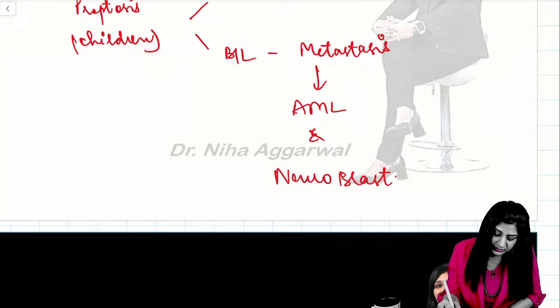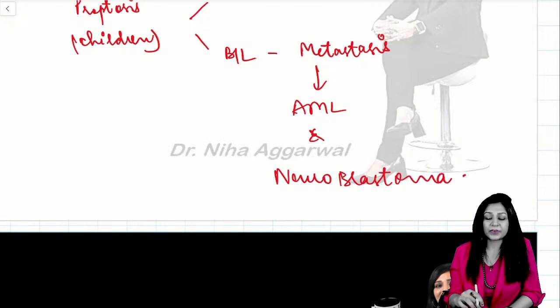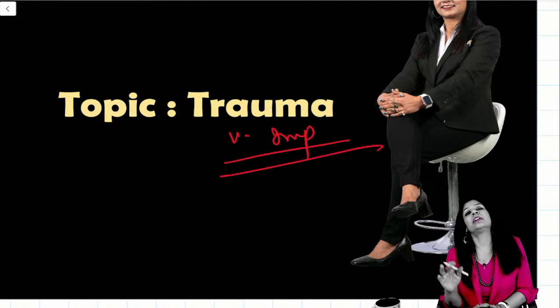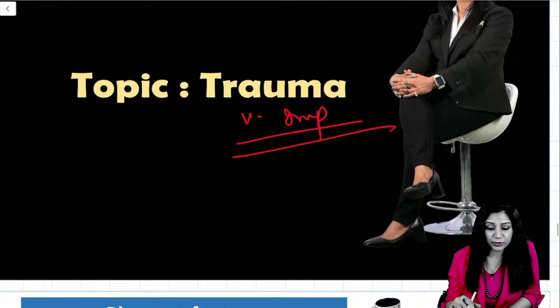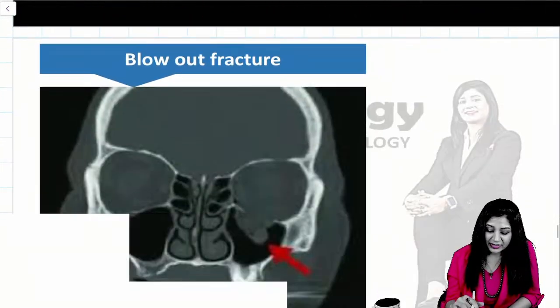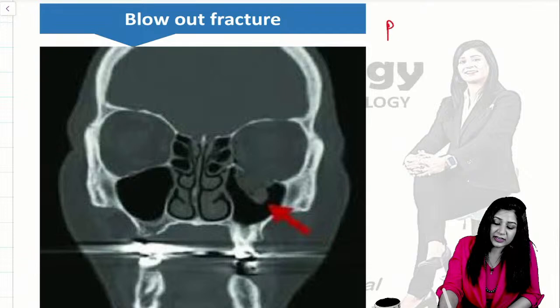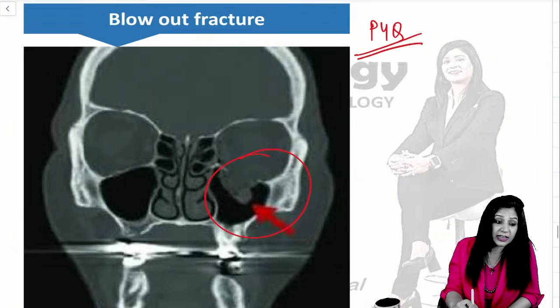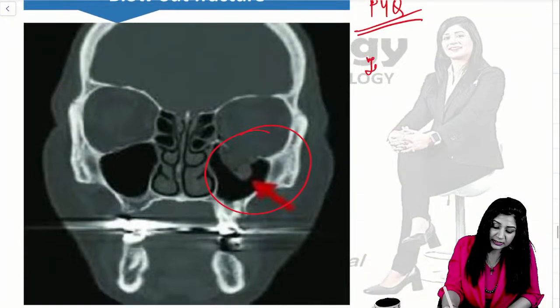AML as well as the neuroblastoma, right? Now, very important is the trauma, especially for you people, because one question will definitely come from trauma, that is for sure. Look, this particular picture is again a very, very frequently asked PYQ, where you will get this kind of picture, teardrop sign.